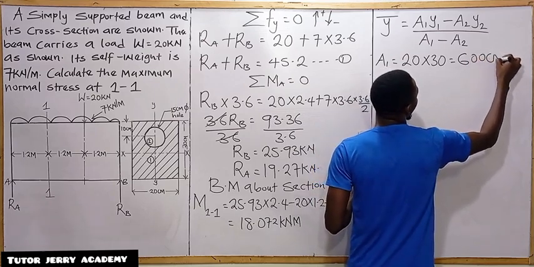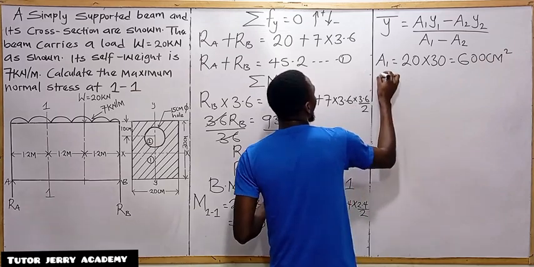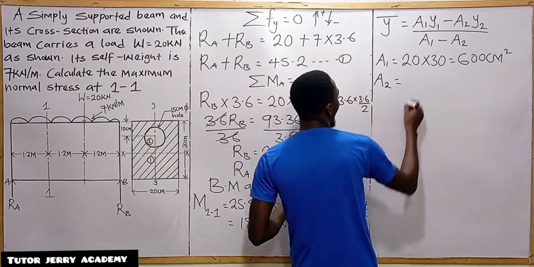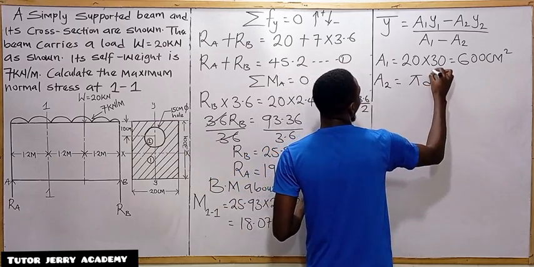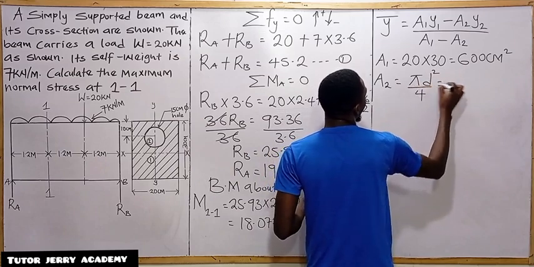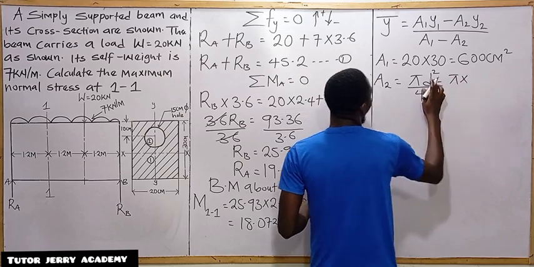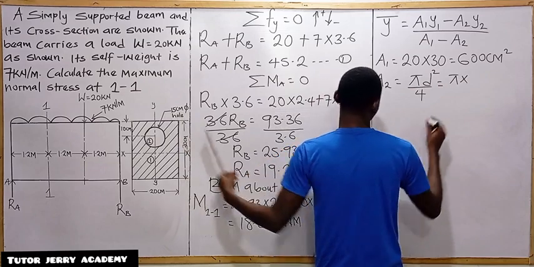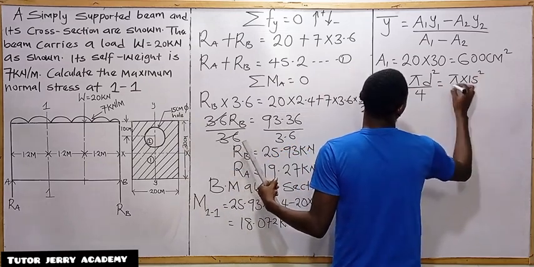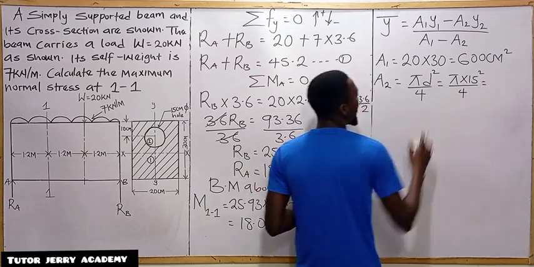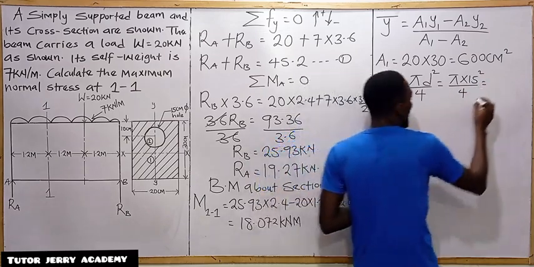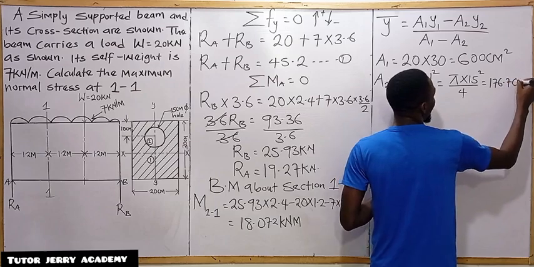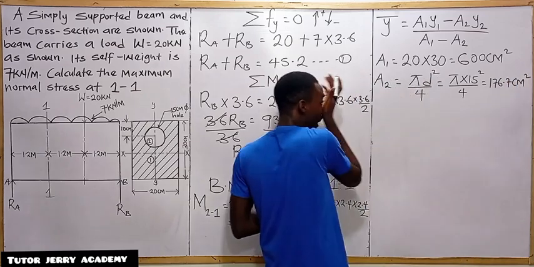600 centimeter squared. All right, and our A2 is the area of this circle, which is what? Pi d squared all over what? 4. So this is pi multiplied by our d here. That is the diameter. You can see the diameter is 15. So it's going to be 15 squared divided by 4. And if you do your math carefully, you are going to have this to be 176.7 centimeter squared. All right, that is what we are going to have.